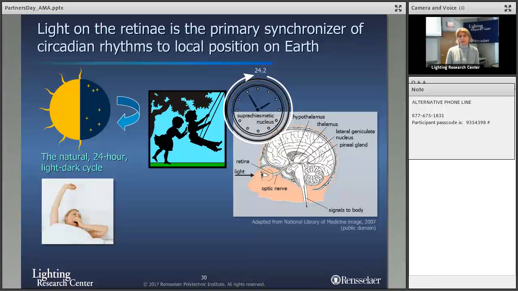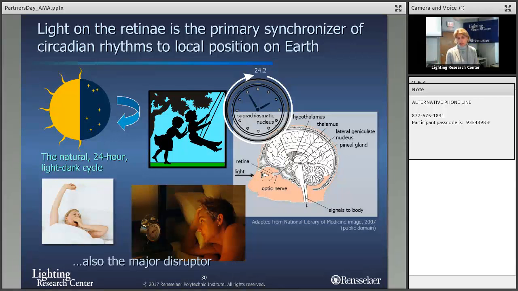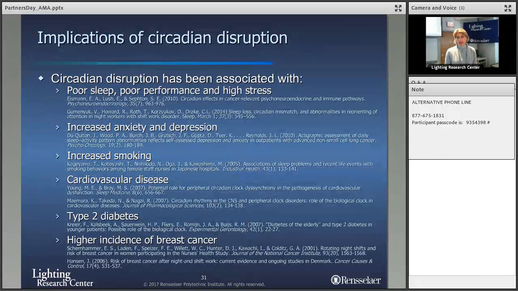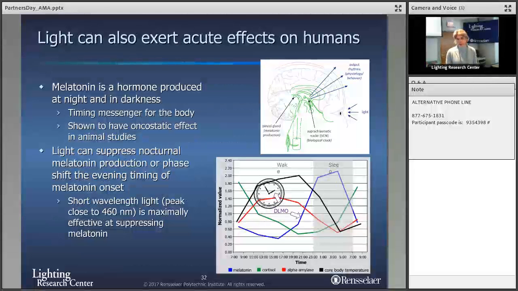However, lack of light during the day, especially morning light, or too much light in the evening or in the middle of the night when we're supposed to be in darkness, can also be a major disruptor. And we know that disruption of circadian rhythms has been associated with a series of maladies and diseases, including poor sleep, poor performance, and high stress, all the way down to higher risk for cardiovascular disease, type 2 diabetes, and even higher incidence of cancer. A lot of the work with cancer, and more specifically with breast cancer, has been done with shift workers, who are known to suffer a lot of circadian disruption.